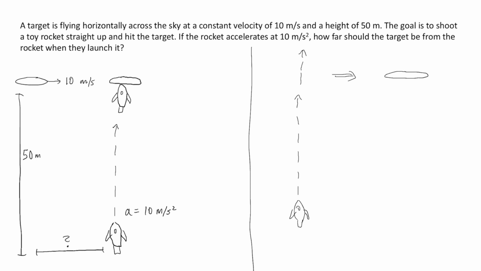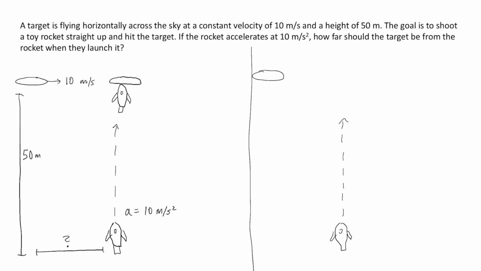strike the target. Now let's think about what happens if we launch the rocket when the target is not directly above it. Because the target is moving, by the time the rocket has reached 50 meters in height, the target will be exactly above it, and the rocket will strike the target. And that is the goal of this question. We need to figure out how far the target needs to be from the rocket for the rocket to hit the target after it's traveled 50 meters up.